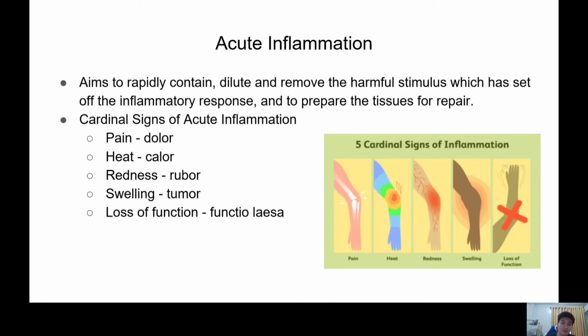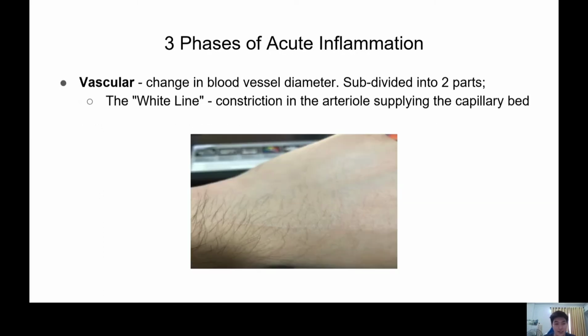On the cardinal signs of acute inflammation, please refer to the photo on the right. The three phases of acute inflammation. The first one is the vascular phase. It has a change in blood vessel diameter and it is subdivided into two parts. The first one is called the white line. It is the constriction in the arterioles supplying the capillary bed. Its occurrence is shorter compared to hyperemia.